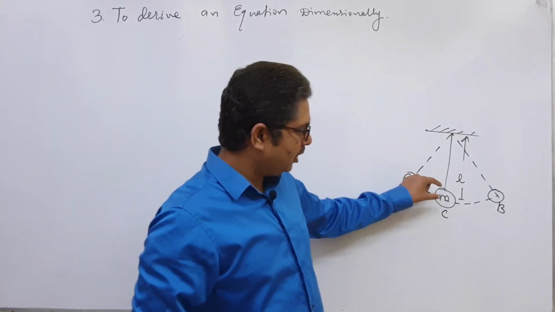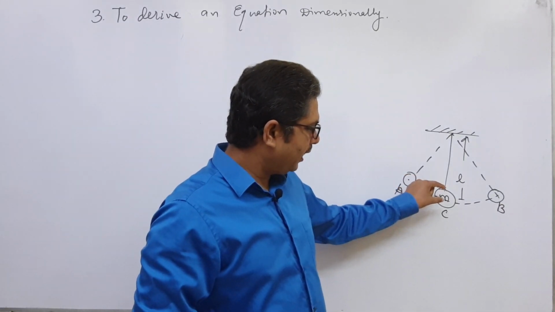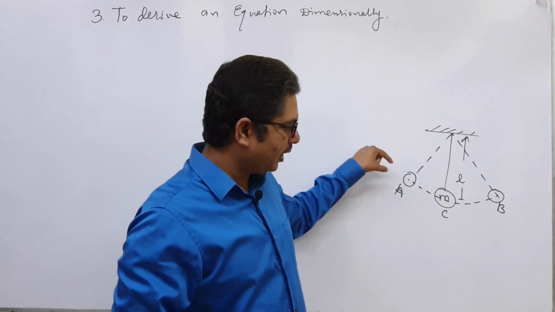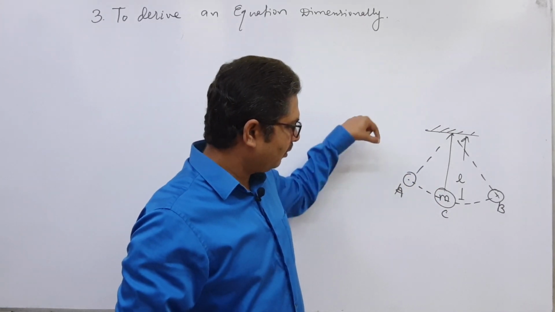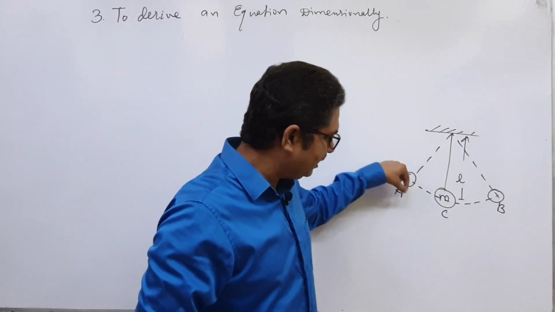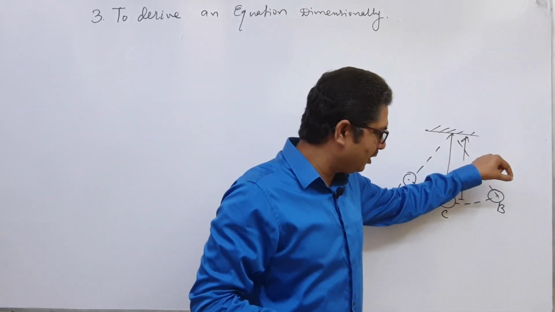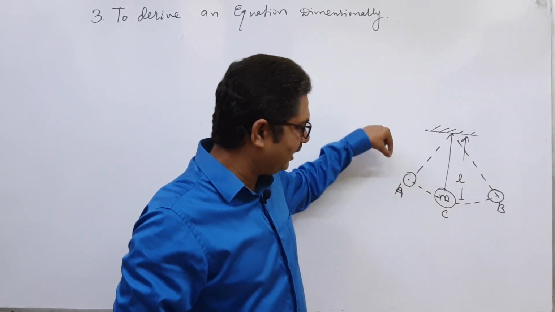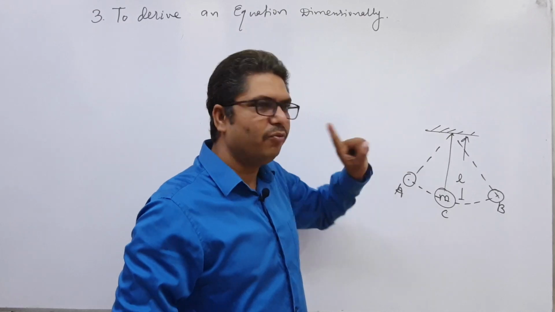So suppose you put this bob and you bring it to the extreme position and you hold it and you release it. The bob will move from A to C and then to B. Again it comes to C and then to A. The time period is said to be 1.